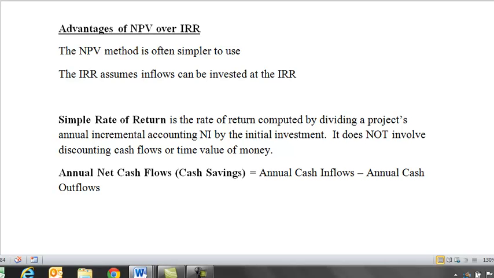Another method that is used is simple rate of return. This is the rate of return computed by dividing a project's annual incremental accounting net income by the initial investment. And again, the annual incremental accounting net income is accrual accounting net income, so it does not involve discounting cash flows or the time value of money. And then finally, the annual net cash flows or cash savings equals the annual cash inflows less the annual cash outflows.